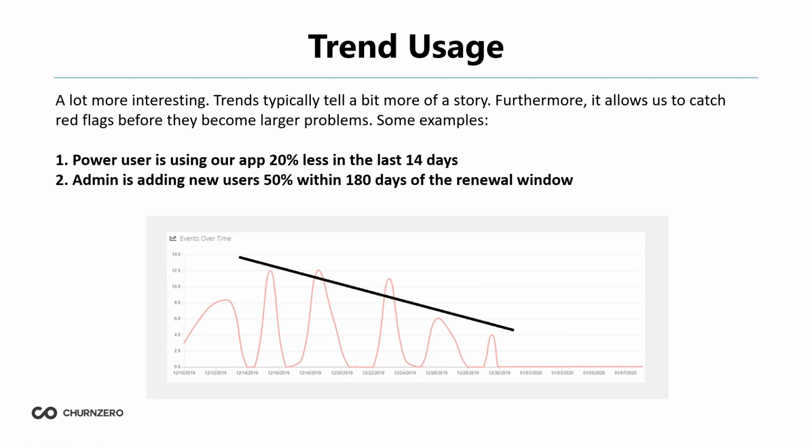So what's an example of a trend usage trigger? Maybe a power user of ours is using our app 20% less than in the last 14 days. It's rather uncommon that somebody who loves our app just starts using it less. Maybe they're going elsewhere, or maybe they're on their way out. That's something that I want to definitely be proactive about and figure out. Or maybe an admin is adding new users 50% less within 180 days of the renewal window when they were continuously adding users, and we could see that they've been hiring. Maybe this is a sign that they are potentially looking at alternative solutions. And we have to be able to catch this, because once we hit this bottom part of the graph here, it would be very, very difficult to dig ourselves out of that hole, and we want to catch it way ahead of time.